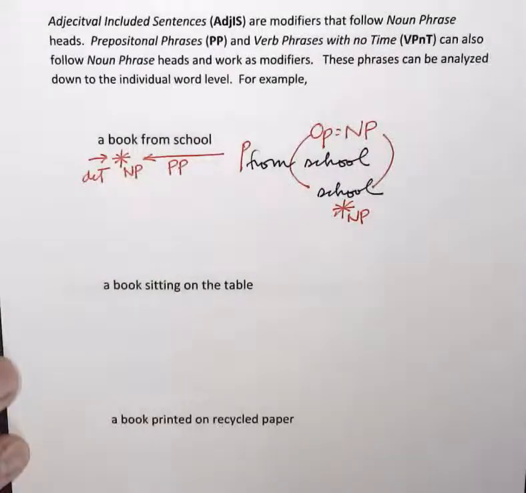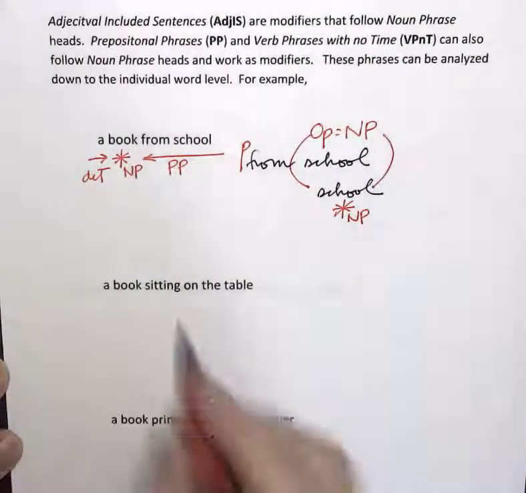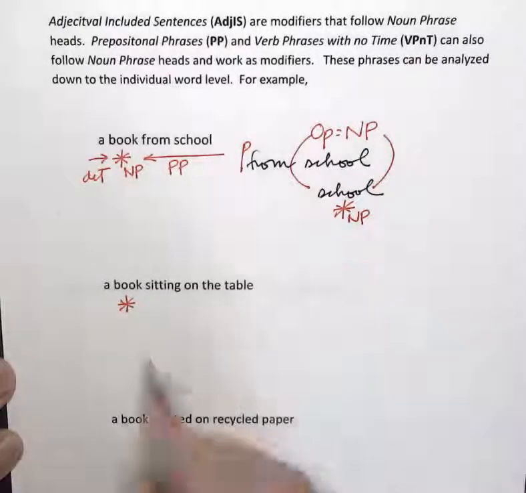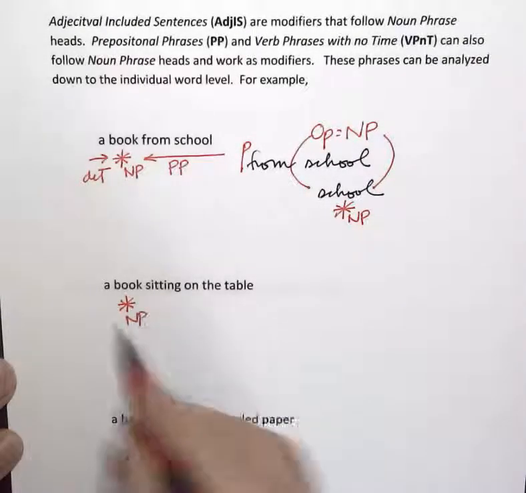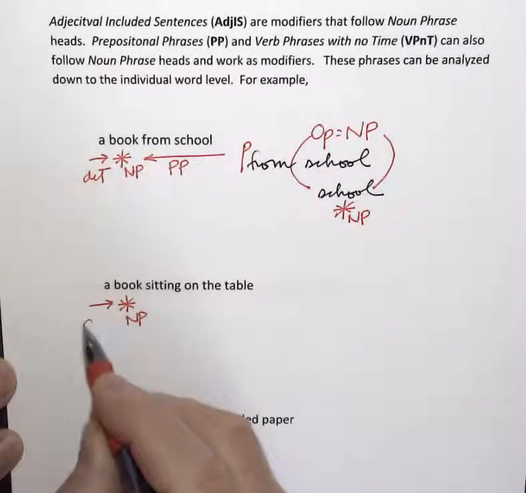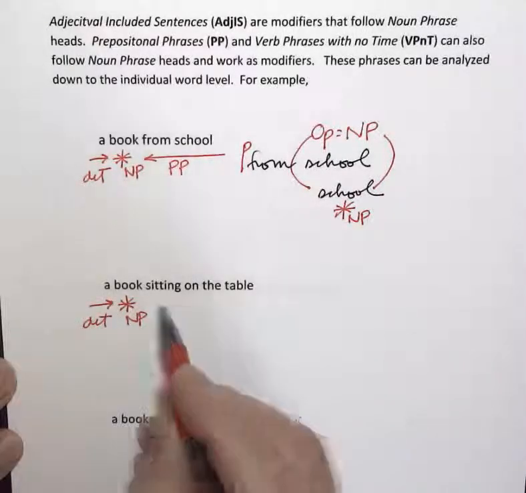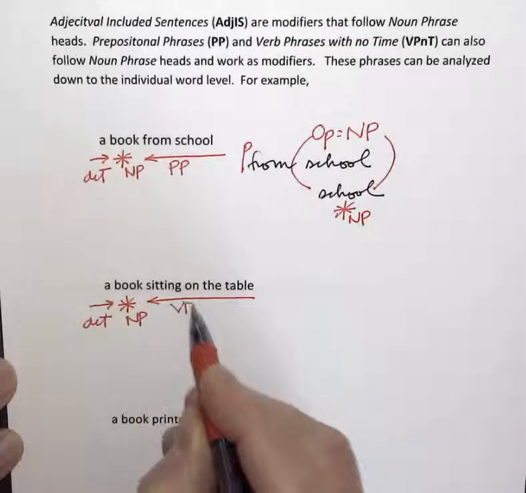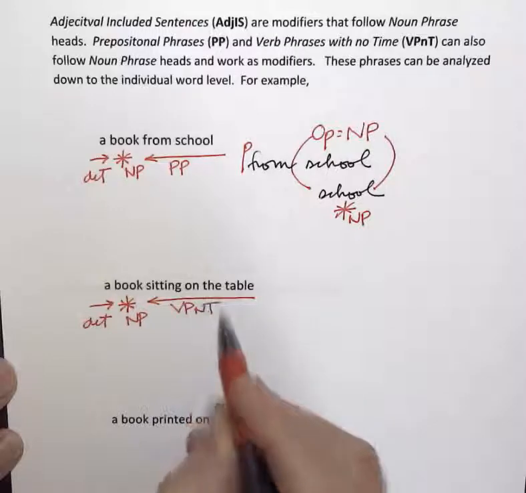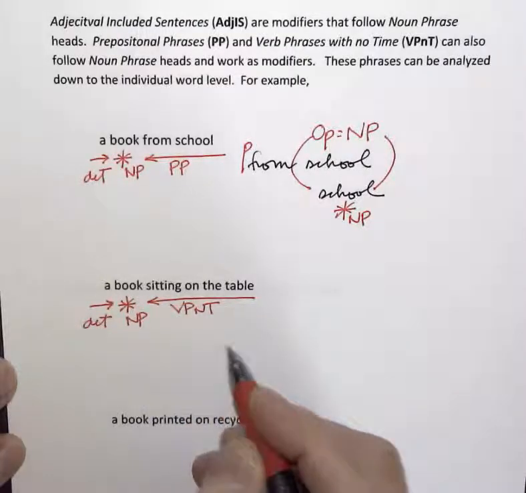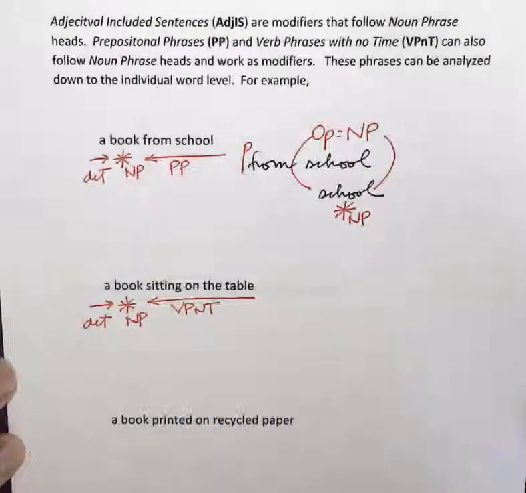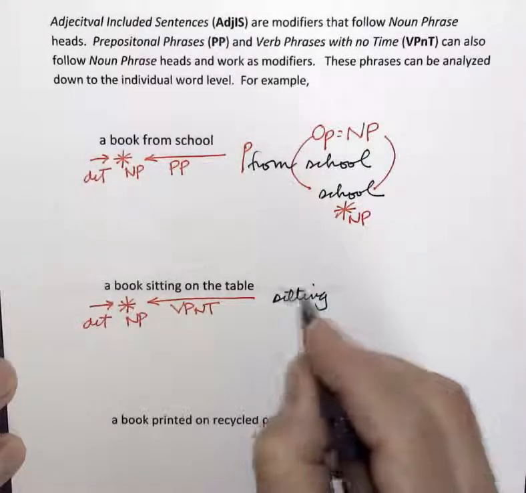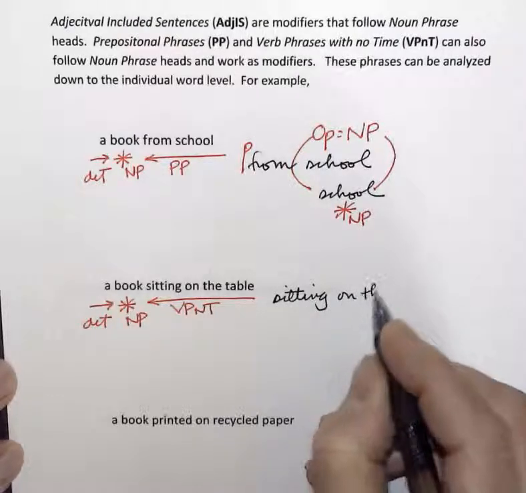A book sitting on the table is a noun phrase. Book is the head. It's a noun phrase. A is a modifier, determiner. Sitting on the table is a modifier. Verb phrase, no time. It's the ing form. Let's rewrite our verb phrase. Sitting on the table.